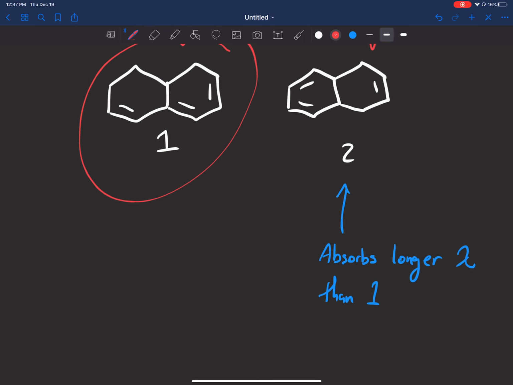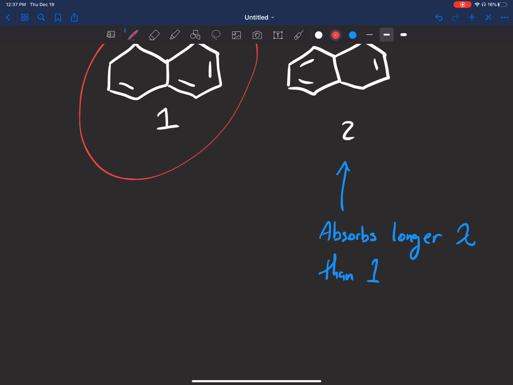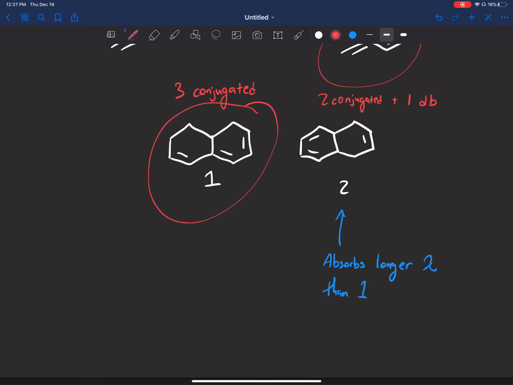This is incorrect. And they did ask us for the incorrect statement, so you would have picked this one in that case. All right? And so that's another important feature you should know about absorption of light with these conjugated systems. All right? And so I hope it's cleared it up for you guys.